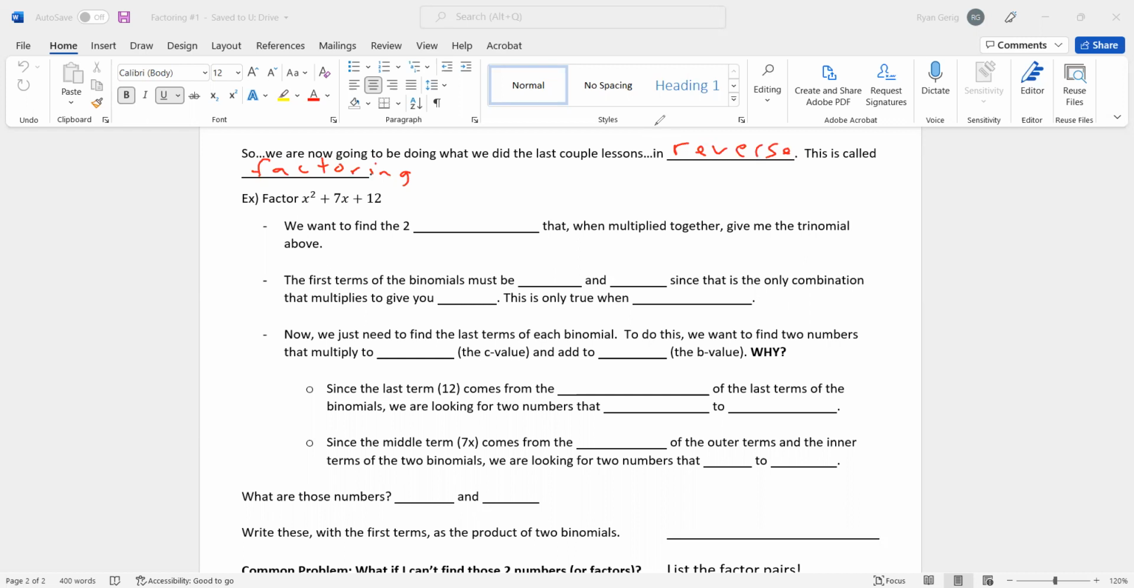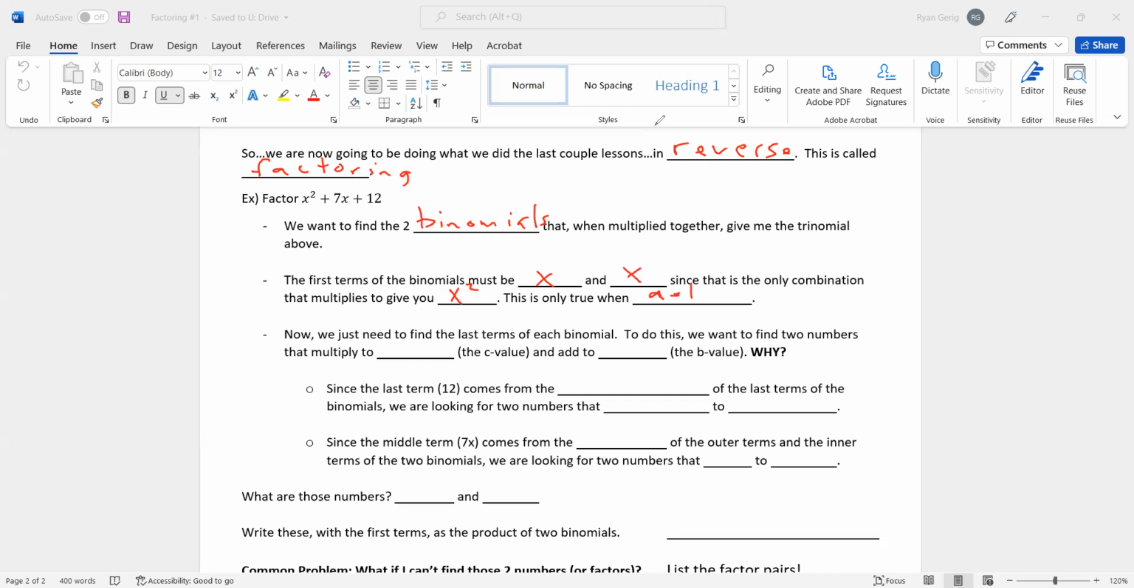All right, we want to find two binomials that, when multiplied together, give me the trinomial above, the x squared plus 7x plus 12. The first terms of the binomials must be x and x, have to be. That's the only combination that multiplies to give you x squared. So we've got to have x times x. Now that's only true when a equals 1. So that's only true today. Tomorrow we're going to change to a different situation, and that's going to change the process a little bit. But for right now, the first terms of the binomials must be x and x.